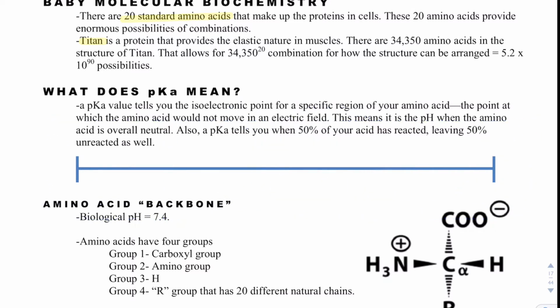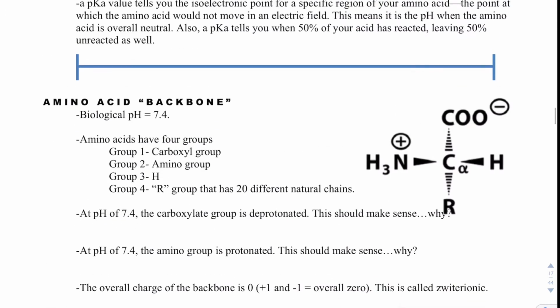Okay, so biological pH is 7.4, and what we want to know is our backbone. Group number 1 here is our carboxyl group. Group number 2 here is our amino group. Group number 3 is our hydrogen, and oftentimes we won't draw that in. Group number 4 is what makes all the amino acids different. So groups 1, 2, 3 are all the same for every amino acid, and group 4 is where the variation comes into play.